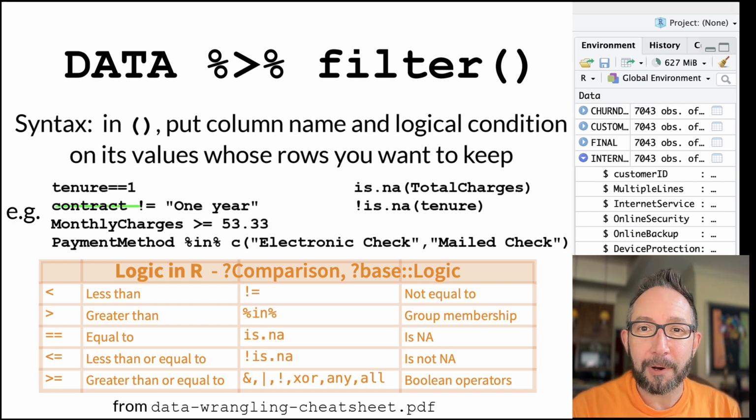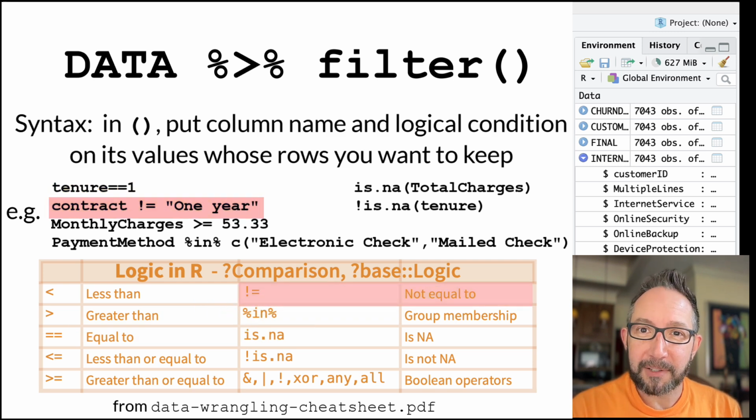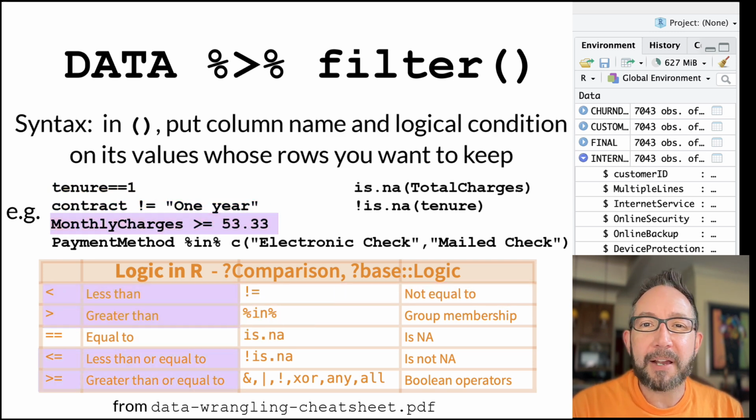Perhaps you want to keep rows where the values in a column are equal to a certain value or a certain number. So maybe you want the values where tenure is equal to 1. You'll put a double equal sign there to describe that you want the ones that are exactly equal to 1. Maybe you want the ones that aren't equal to something. You'll use the exclamation point equal sign for not equal. Greater than or equal to, less than or equal to. You're used to those symbols. And there are a few other logical conditions that we'll get used to.